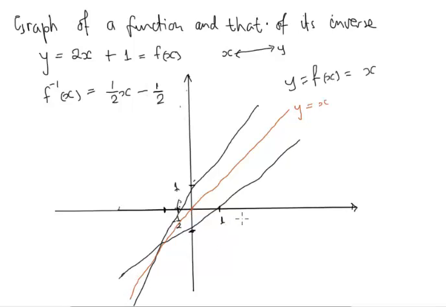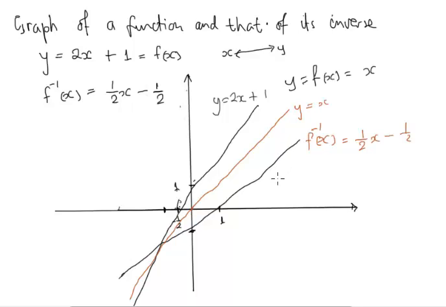Altogether, what do I want to emphasize about these two graphs, a function and its inverse? This is f of x, the second function, which is half x minus half, and the other one is y equals 2x plus 1. We showed that if we compose these two functions, you get an identity. In other words, when you compose these two functions, you get y equals x.